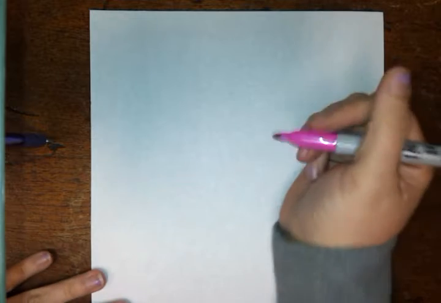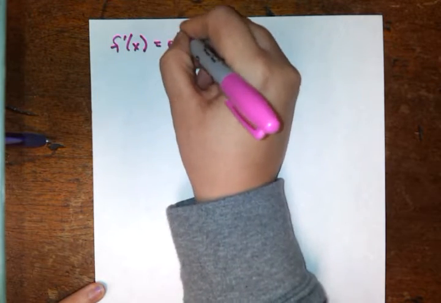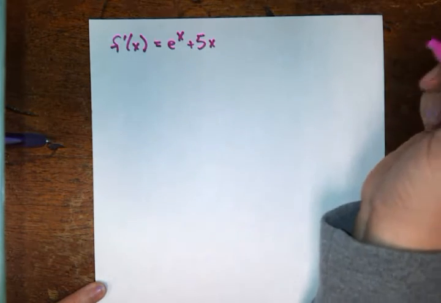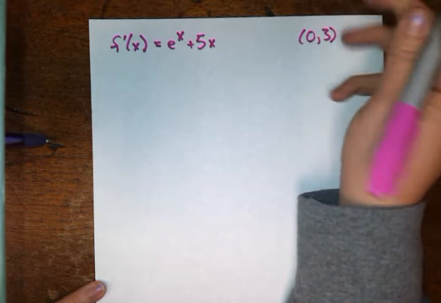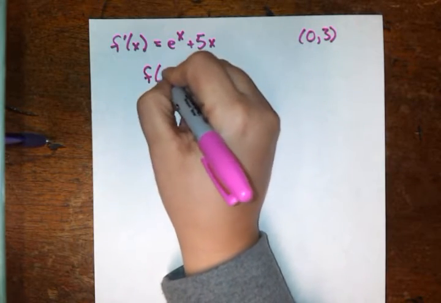Right, let's take a look at question 15 from homework 17. This is one where they're asking us to find a function. They're telling us that the slope of the tangent line to the graph of this function at any point is f prime of x, and they're giving us f prime of x equals e to the x plus 5x. They're also telling us that the graph passes through the point (0, 3). So they're giving us two pieces, and what they want us to find is f of x.